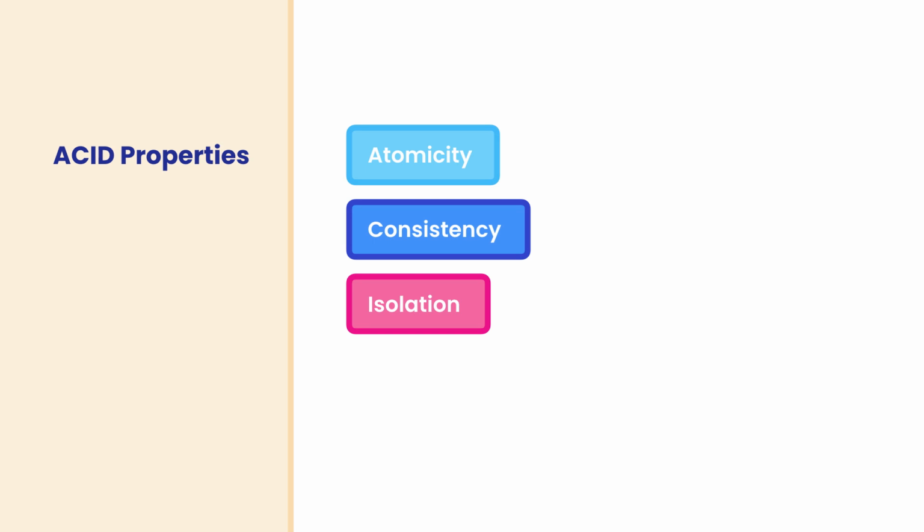And the last property of transactions is durability, and that means once a transaction is committed, the changes made by the transaction are permanent. So if you have a power failure or a system crash, we're not going to lose the changes. We refer to these properties as ACID.